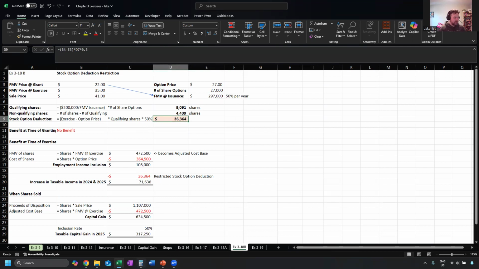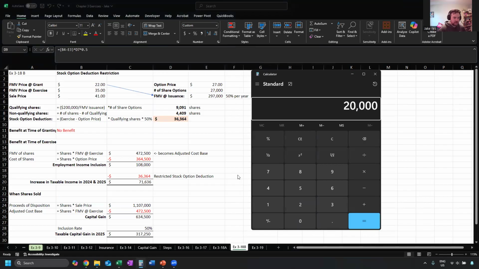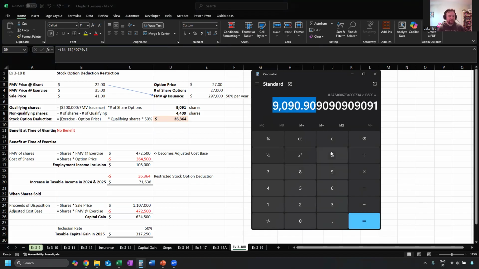So to show this calculation, 200 divided by 297, now we have a much larger percentage rate, 67.34%, but we're only applying it against half the shares, 13,500, instead of the 27,000. We only have access to half of them in the year. So that gets us to the same number.